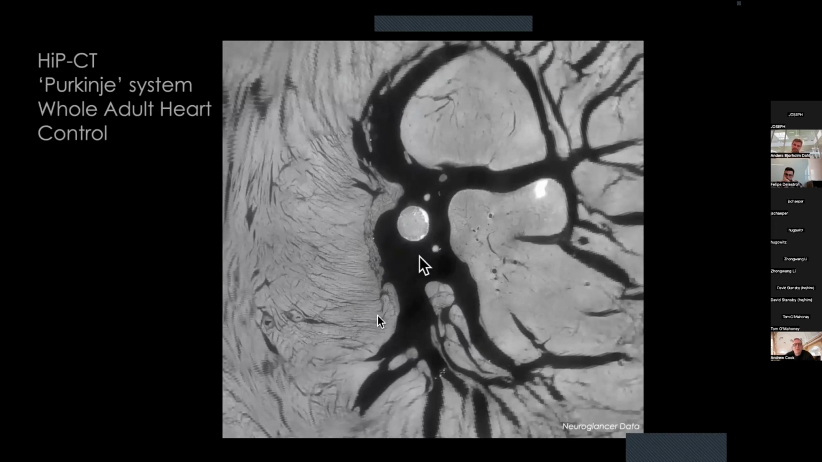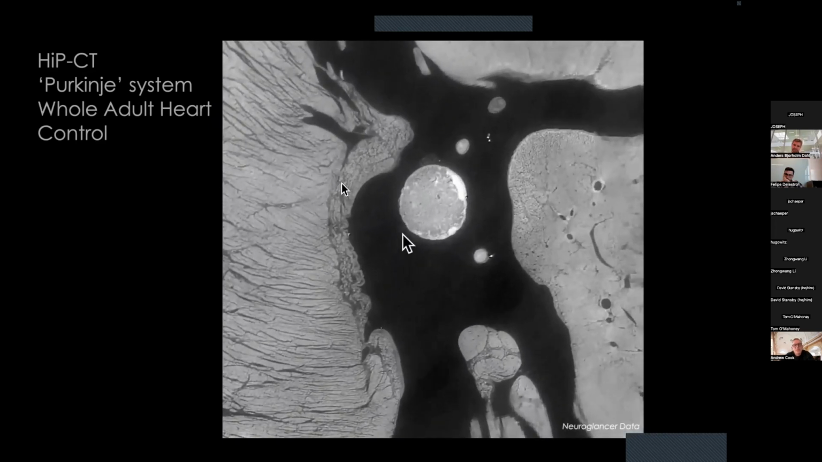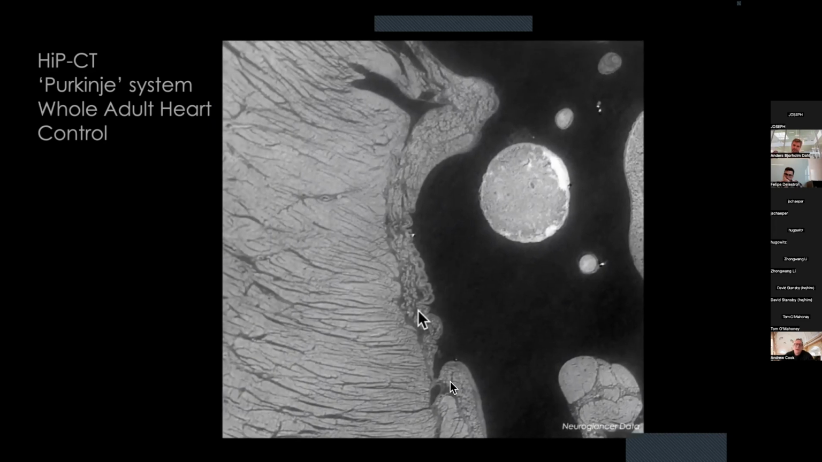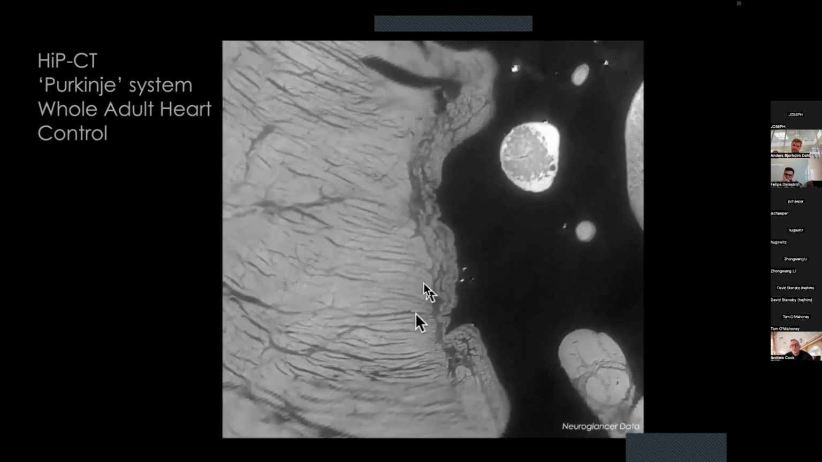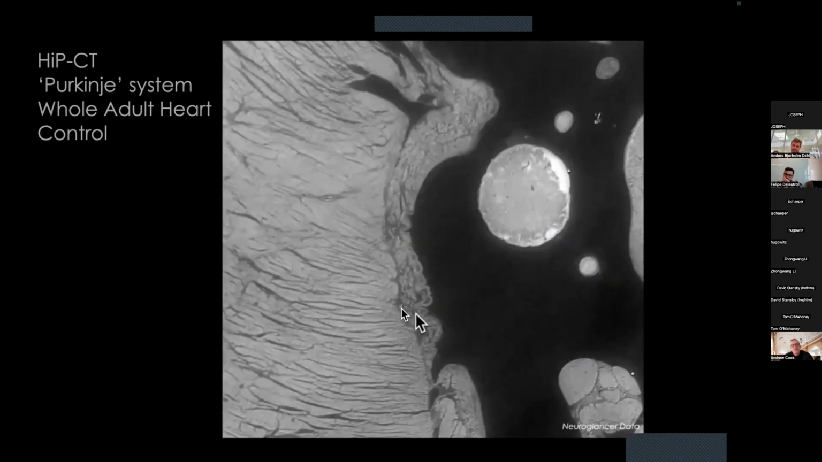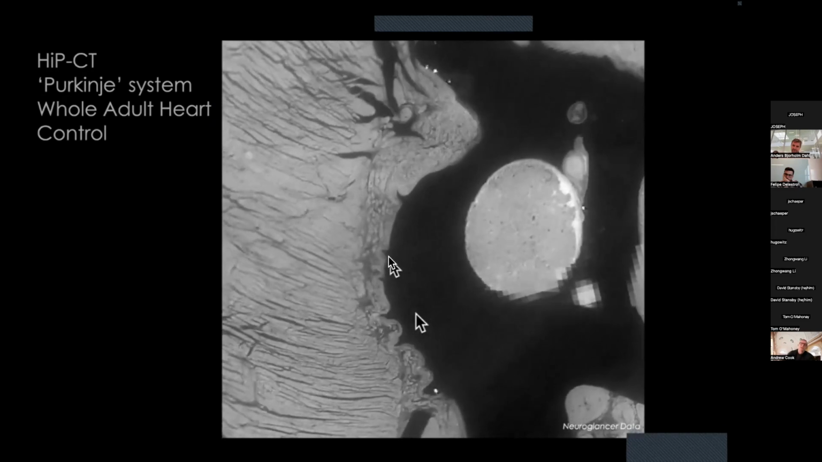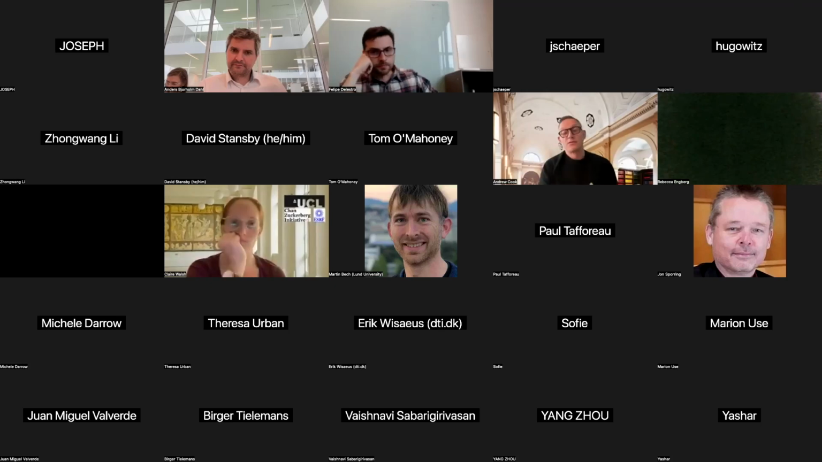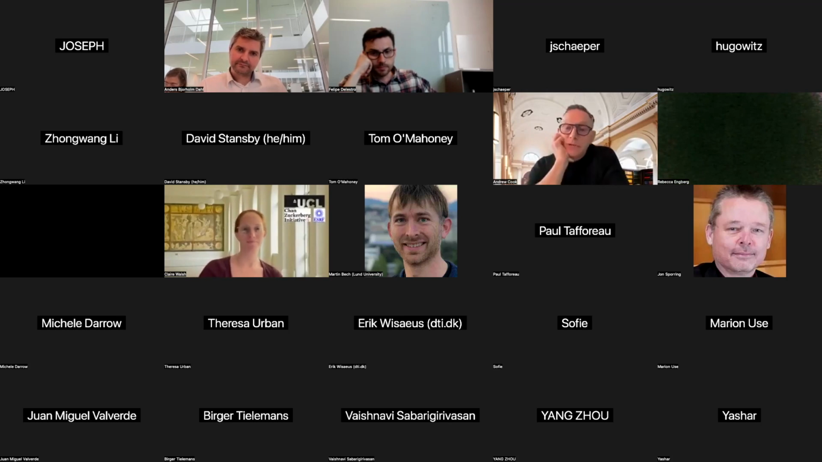So if I let that play, you'll see there is a layer of cells which are running in a different orientation to the underlying myocardium. They are slightly vacuolated, so they've got holes within them. But it is a sheet of cells that's running just below the endocardium and above, of course, the myocardium below. So again, I think tracking these cells, these have to be continuous with the rest of the conduction system, and tracking these cells, I think, is the real challenge here.